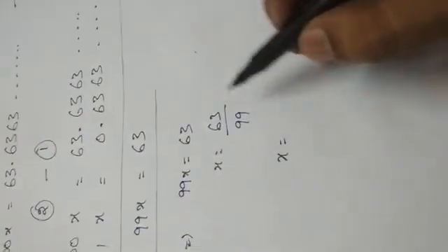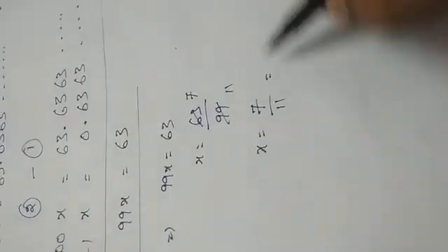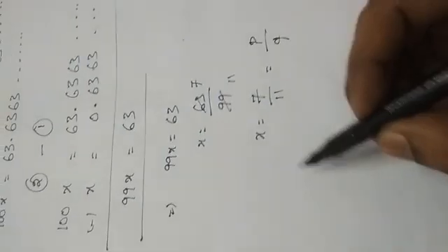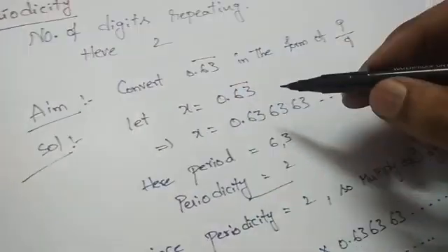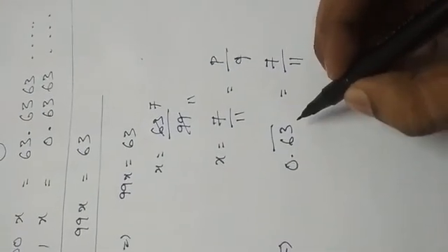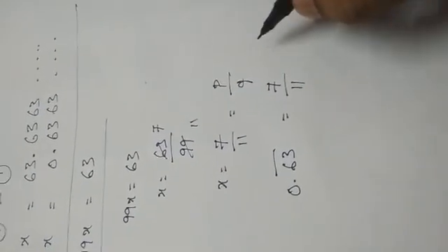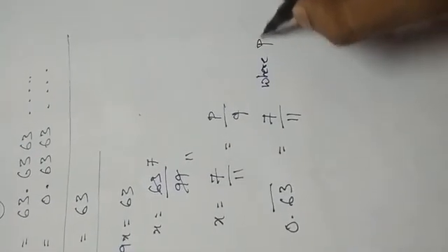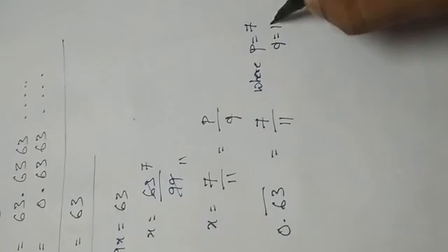If possible, do the cancellation. It is not mandatory that you should do the cancellation. If we get the cancellation part, you can do it. So 9 7s are 63, 9 11s are 99. x is equal to 7 by 11, which is in the form of p by q. What is x here? What did I take x to be at the start? See here, I have taken x is equal to 0.63 bar. Therefore 0.63 bar is equal to 7 by 11. I have converted it in the form of p by q, where p is equal to 7, q is equal to 11.